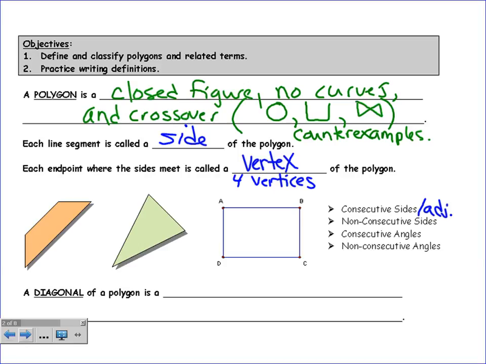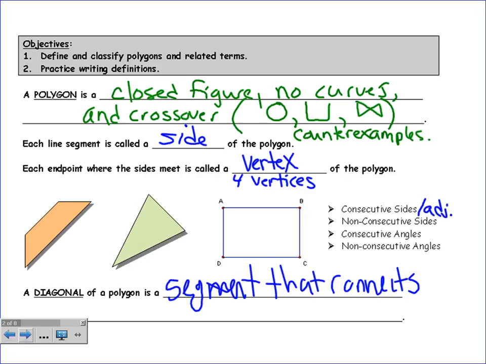A diagonal of a polygon, someone read me a definition of diagonal. Just raise your hand. We already did it. Sierra, what do we have? A segment that connects two non-consecutive vertices. So it's a segment that connects two non-consecutive vertices. And yesterday I may not have done the best job showing you this. Here's consecutive, here's non-consecutive. Okay, thanks for asking, I appreciate it.